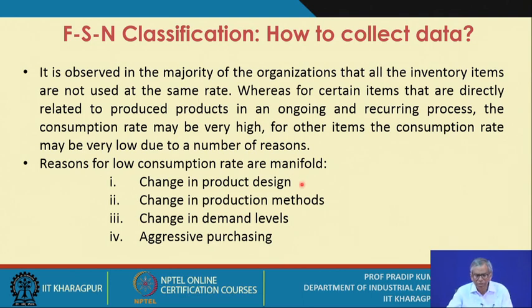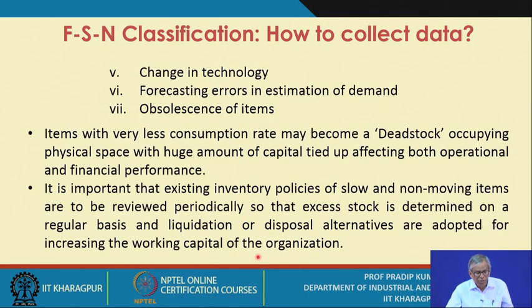The reasons for low consumption rate are manifold. I'll just mention some of the important reasons. You may note it down. The first reason is change in product design, and change in production methods. That means if the design is changed, that particular item may not be required. You need a different type of item in the new design. Change in production methods is the second reason. Change in demand levels is obvious. Then aggressive purchasing, that means someone has purchased these items assuming they would be used at a high rate, but actually that has not happened.